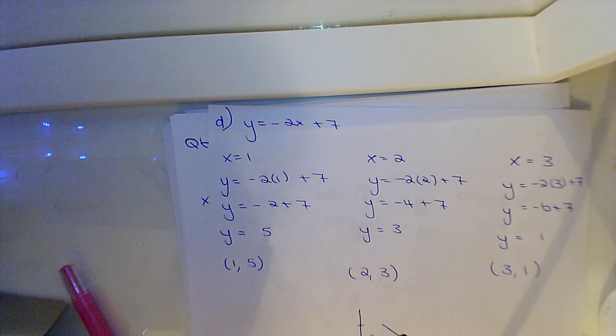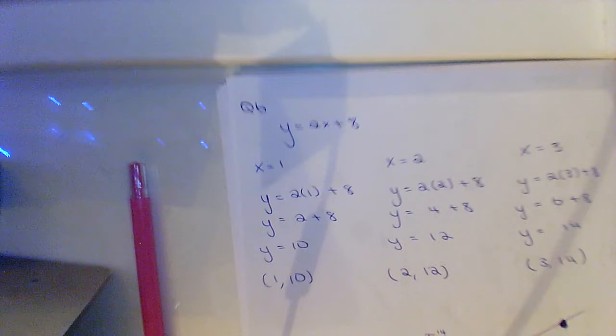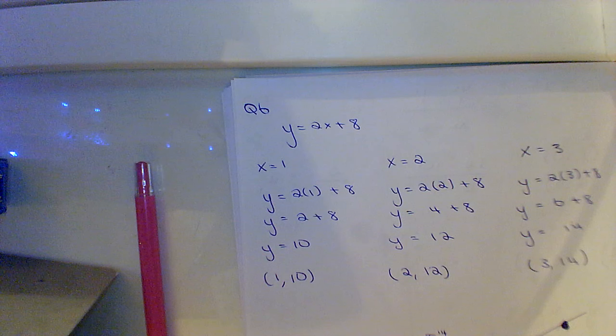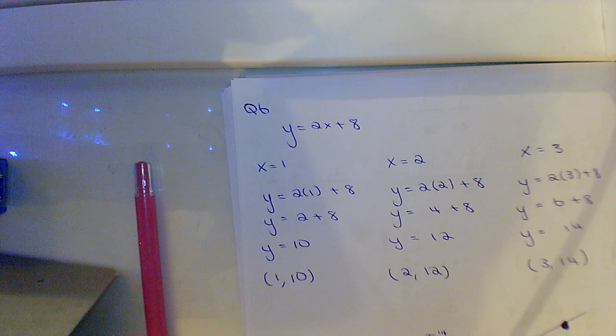Okay, question 6. I have question 6, line y is 2x plus 8. Find 3 points on that line. So when I sub in x equal to 1, I get y is 10, so the coordinate is 1, 10. When I sub in 2, I get y equal to 12, so the coordinate is 2, 12. The coordinate is finally 3, 14. And I have my line points. B.